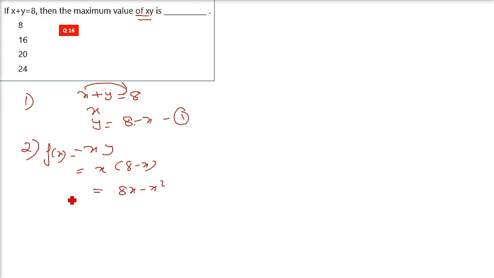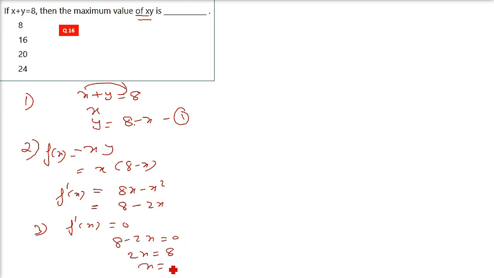Now multiply inside, you get 8x minus x square. When you differentiate it, first derivative will be 8 minus 2x. Now you have to equate it to 0. That is f dash x equals to 0. So 8 minus 2x is equal to 0. So 2x will be equals to 8. X is equal to 2 4s are 8. X equals to 4. So what will be y?